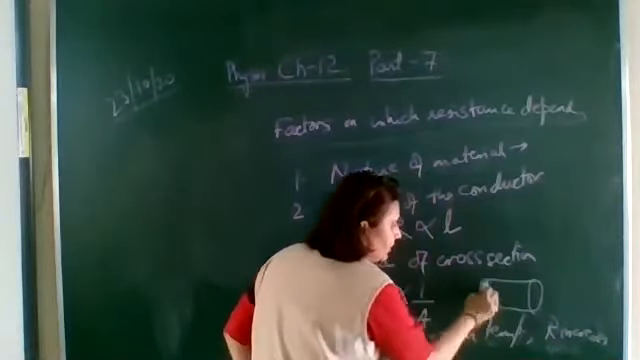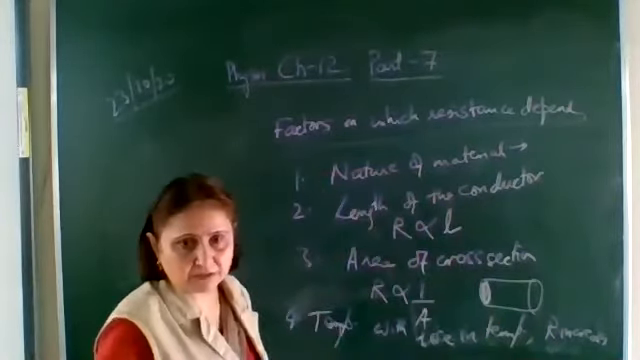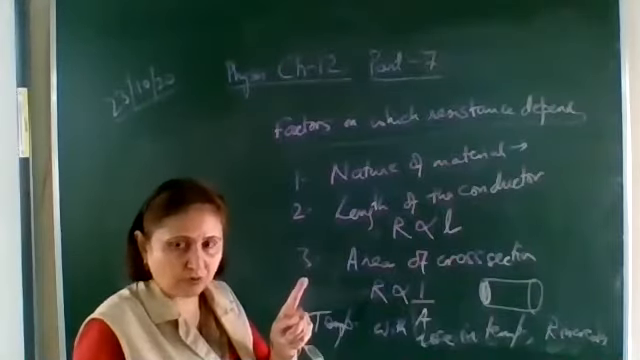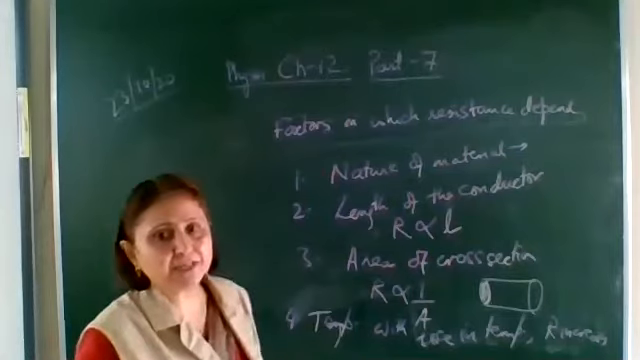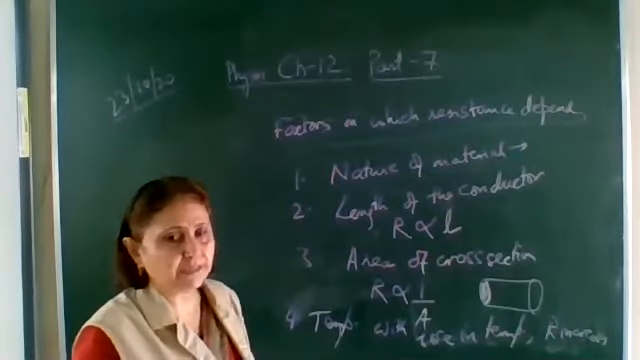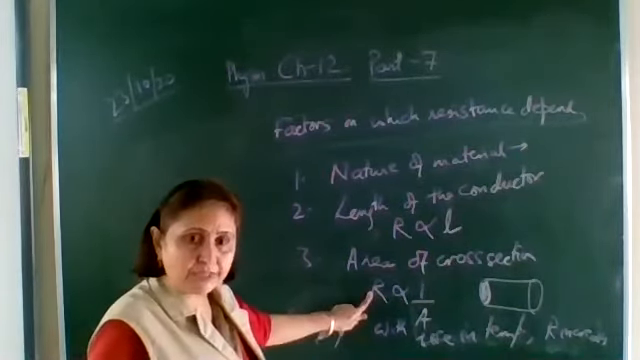This area, we call it the cross-sectional area. It will be circular in shape. So this is the cross-sectional area of the wire. The resistance depends upon the cross-sectional area of the wire. Write down how it depends.